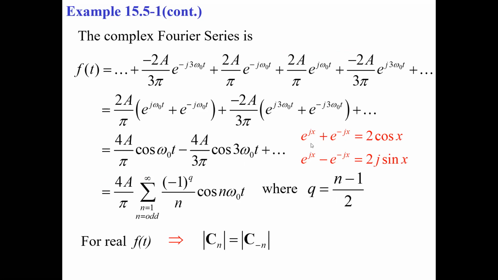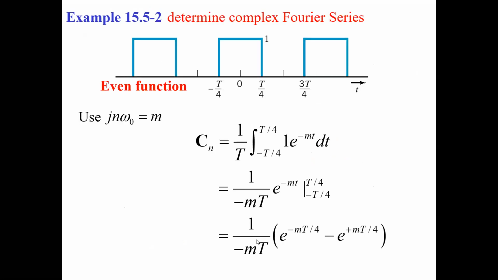See, e to the power jx plus e to the power minus jx is equal to cos x, and e to the power jx minus e to the power minus jx is equal to j sin x, where k is equal to (n minus 1) by 2. For real f(t), it is equivalent to c of n is equal to c of minus n. Okay, some examples are there.